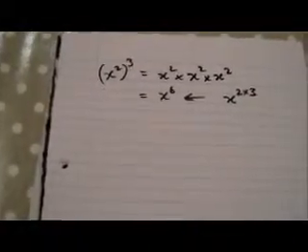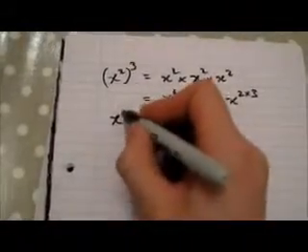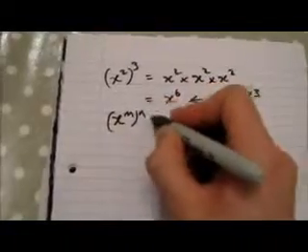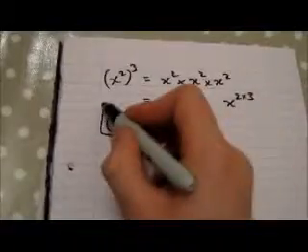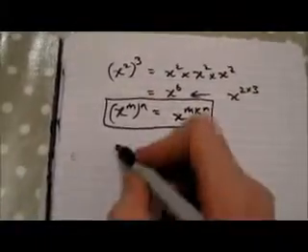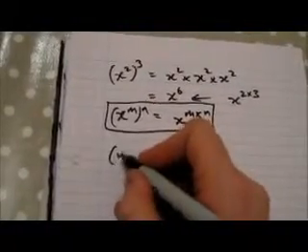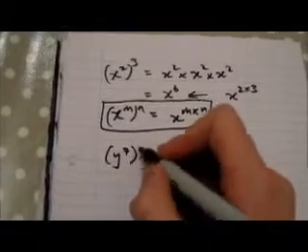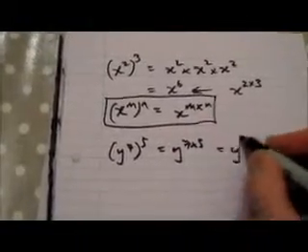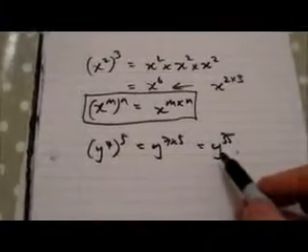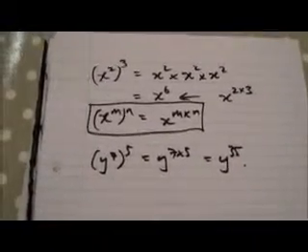So the rule is, if you've got x to the power of m all to the power of n, you multiply your powers. Okay, so we'll say y to the power of 7 all to the power of 5 is y to the power of 7 times 5. That's y to the 35. So that's 35 y's all multiplied together.